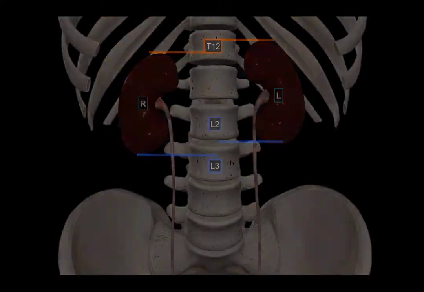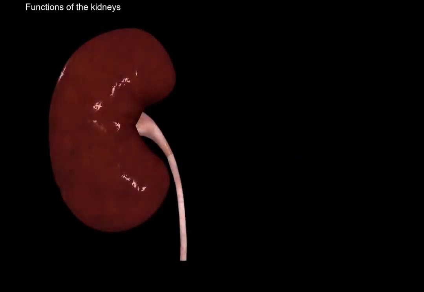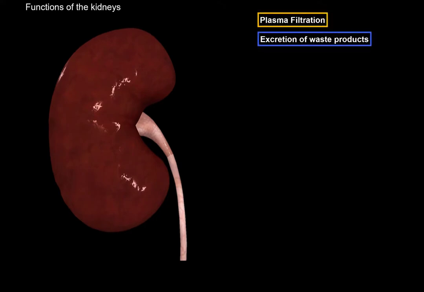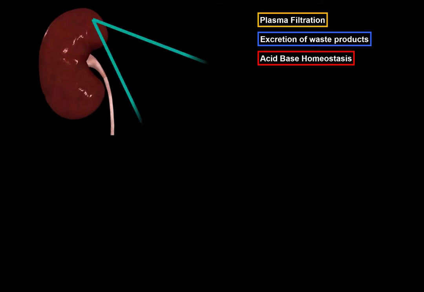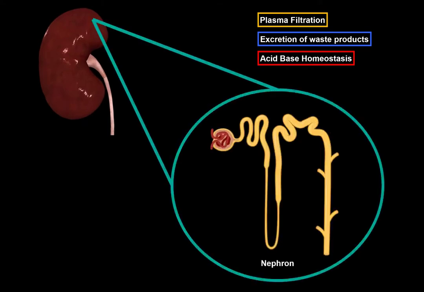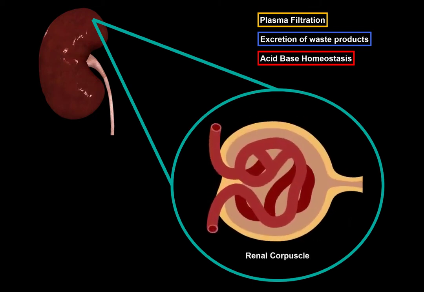So first off, what are the functions of the kidneys? There are three main functions that the kidneys have, and they are plasma filtration, excretion of waste products, and acid-base homeostasis. And the kidneys are able to do all that with the help of something called the nephron. And we will talk in a little more detail about the nephron at the end of this video, but the head of the nephron is called the renal corpuscle. And this is the part that primarily filtrates the plasma.